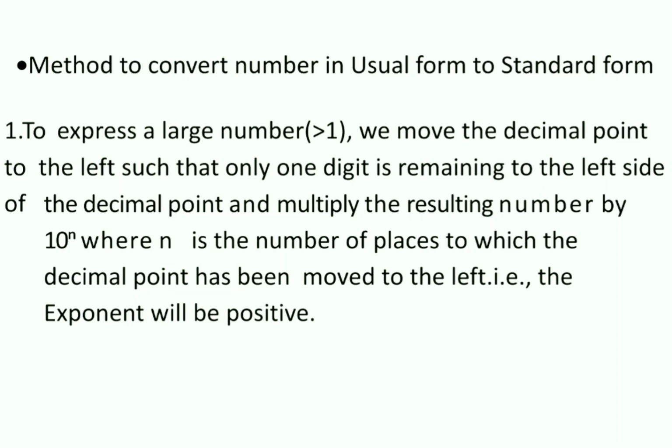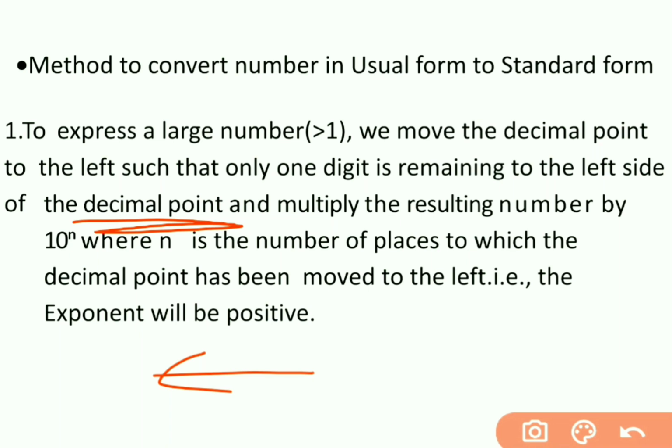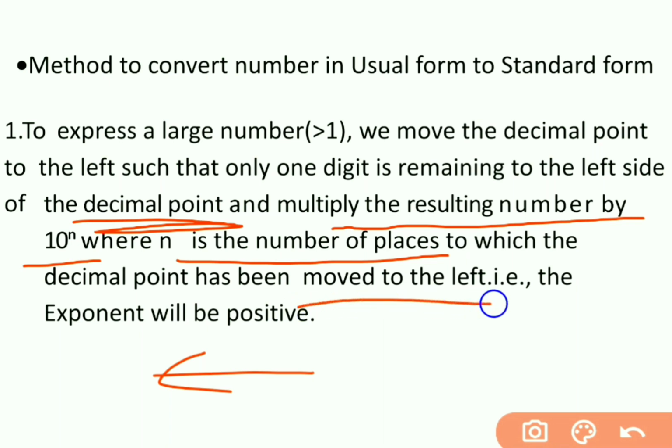For this, we move the decimal point to the left such that only one digit is remaining to the left side of the decimal point, and multiply the resulting number by 10 raised to the power n, where n is the number of places to which decimal point has been moved to the left. In this case, the exponent we get will be positive. I will explain it with the example.